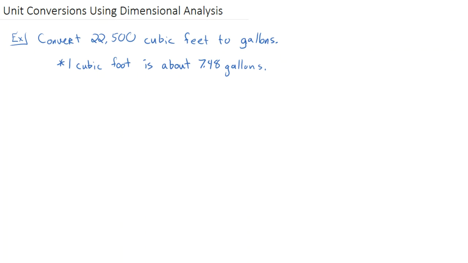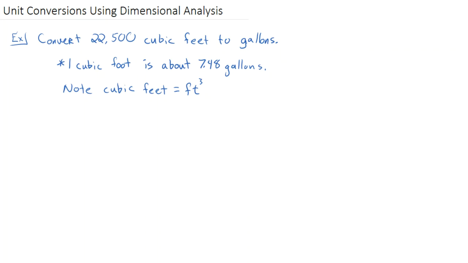When you do this, you'll need a conversion factor. Our conversion factor here is that 1 cubic foot is about 7.48 gallons. So you'll need to know how the two are related in some way in order to do this. Before we go on, note that instead of writing out the words cubic feet, I'm going to abbreviate that as FT to the third power, or feet cubed.